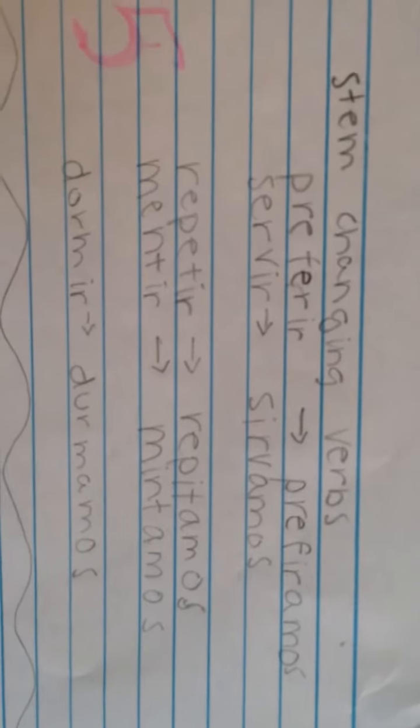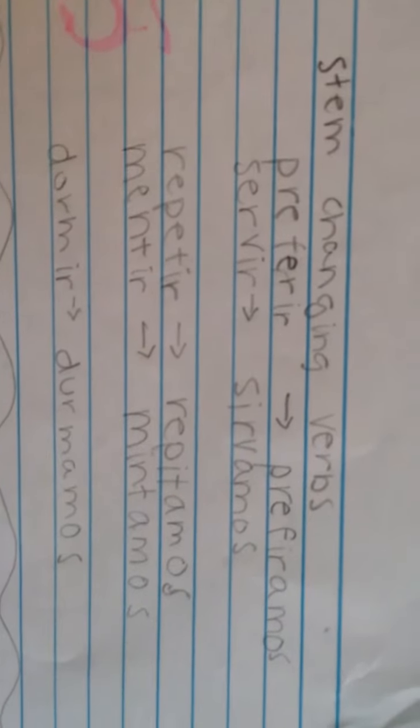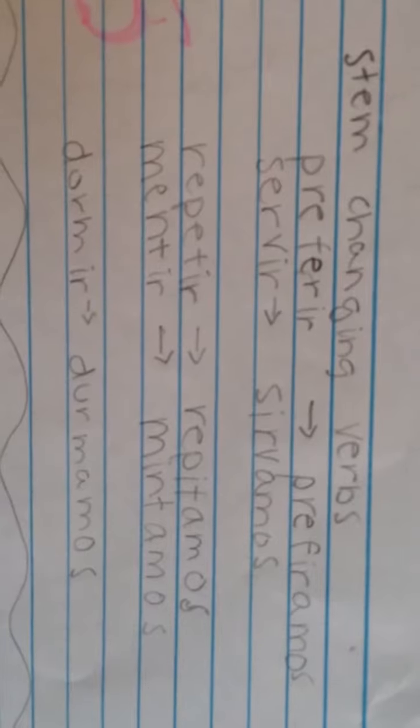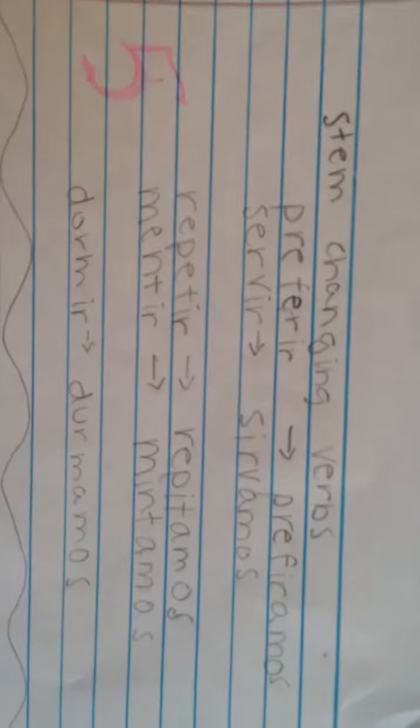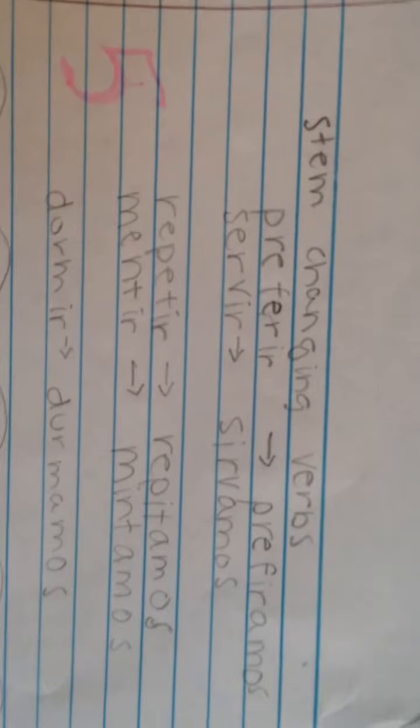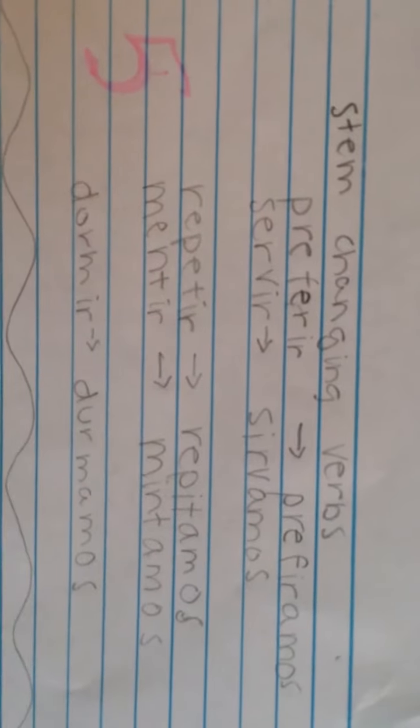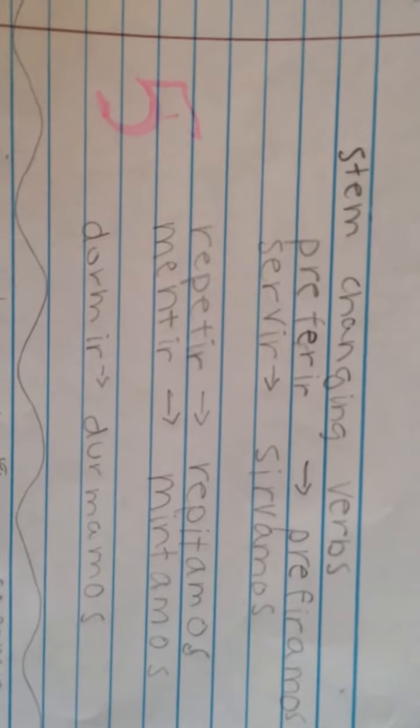We have our dormir, which changes O to U. Same thing, you drop the IR, you add amos. And we still have our E to I, so in mentir, which means to lie, your E changes to an I. It's the same thing as in present subjunctive. See, it's not so hard, is it? Now we're going to check out one last tricky thing. And then I think you guys are ready for the test.